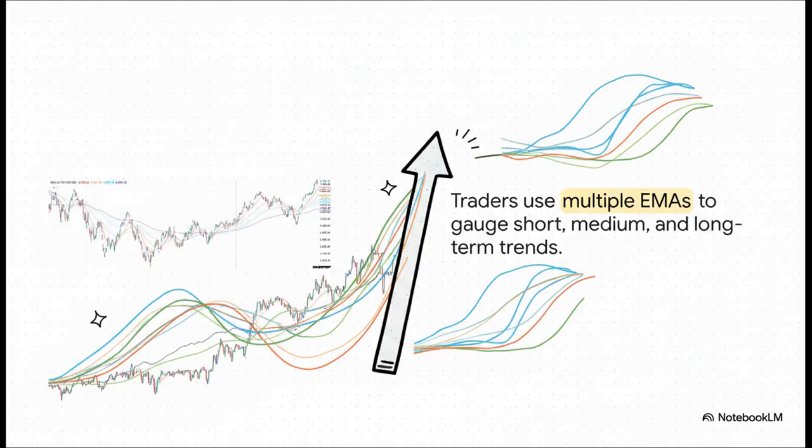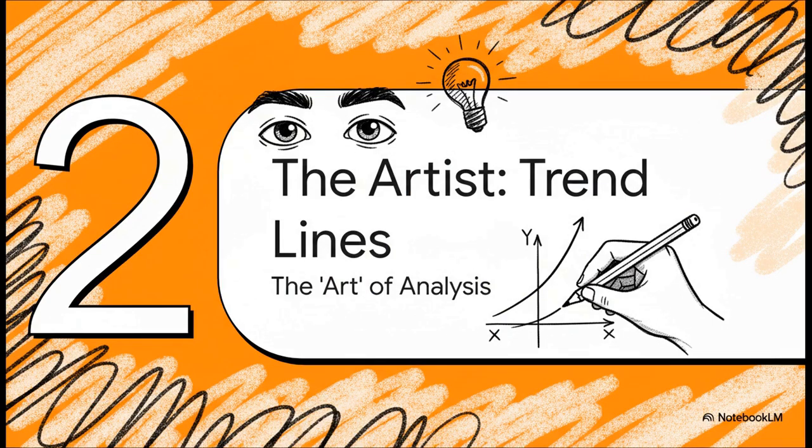Okay, so let's switch gears. If moving averages are the science, then trend lines are the art. This is a totally different approach. It's completely manual, it's subjective, and it really relies on the analyst's own eye and their interpretation of the chart.